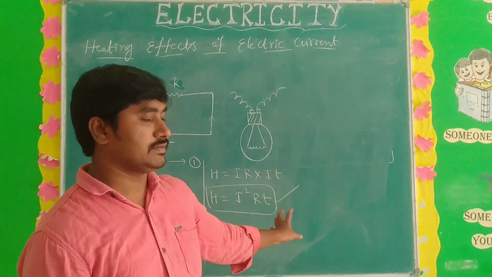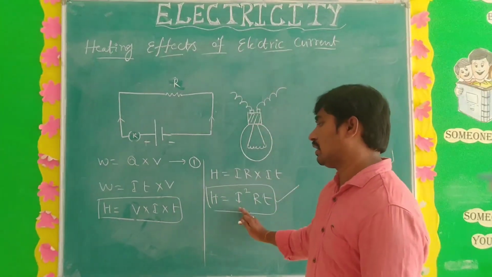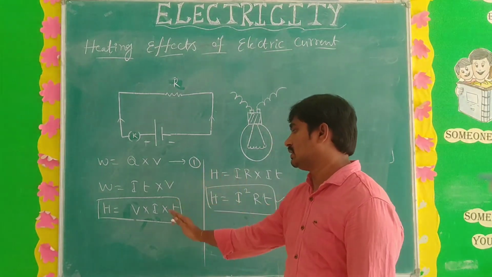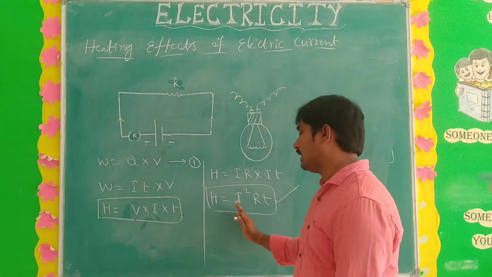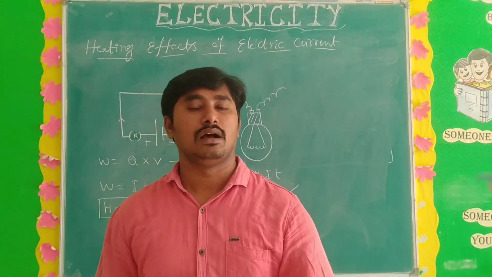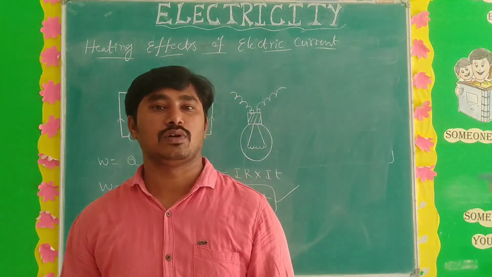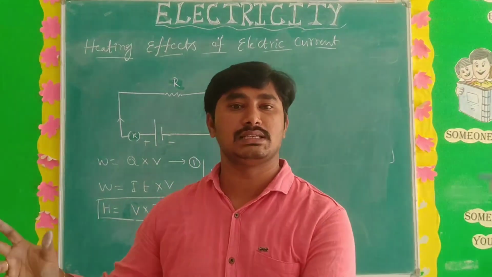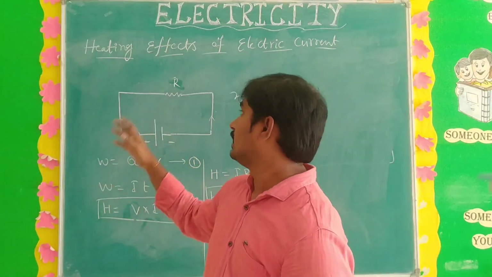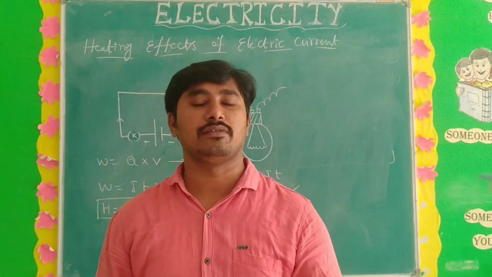There are very important numerical problems on this formula, H is equal to I square RT. At that time I will explain how to use the H is equal to VIT and H is equal to I square RT formulas, and we will also discuss Joule's law formulas. Understand, students, what I am discussing today? One topic is series and parallel combination of resistors, and the other is the heating effect of electric current. These two topics are very important.